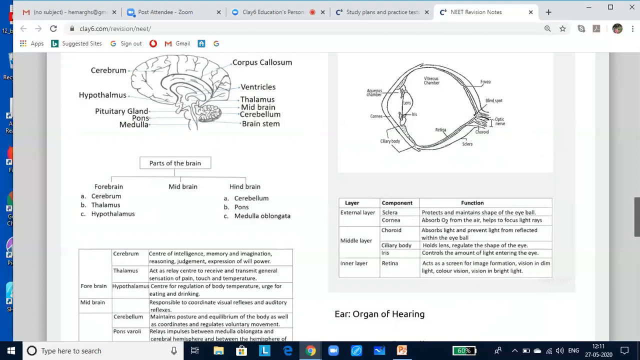So, now if you look at the adult human eye, it is composed of three layers: external layer, middle layer, and inner layer. The external layer is composed of a dense connective tissue and it is called the sclera. The anterior portion of this layer is called the cornea. The middle layer, choroid, contains many blood vessels. The choroid layer becomes thick in the anterior part to form the ciliary body.